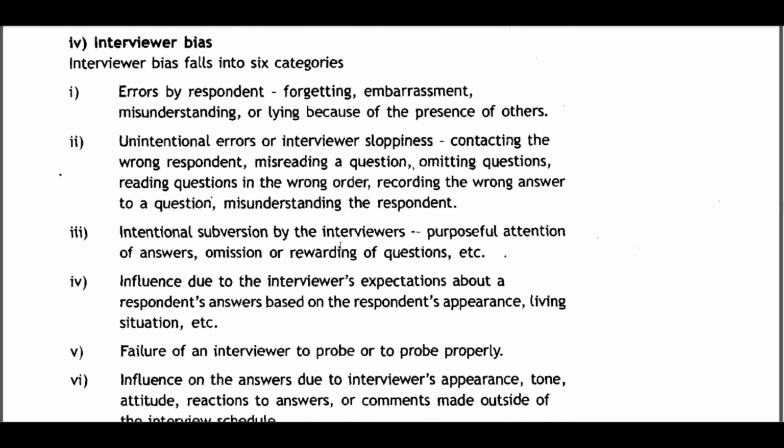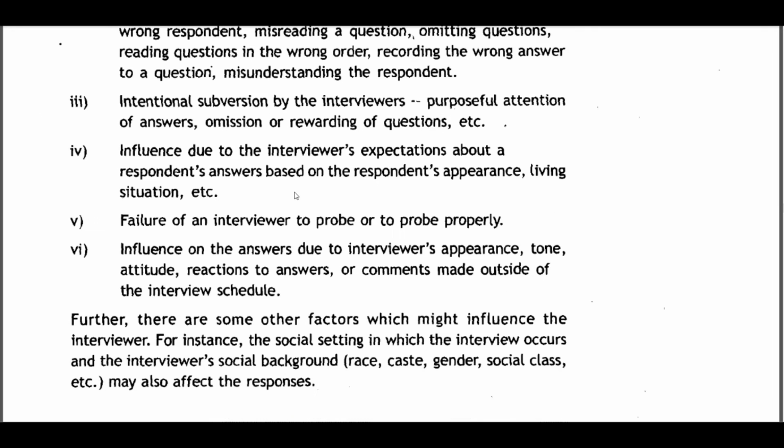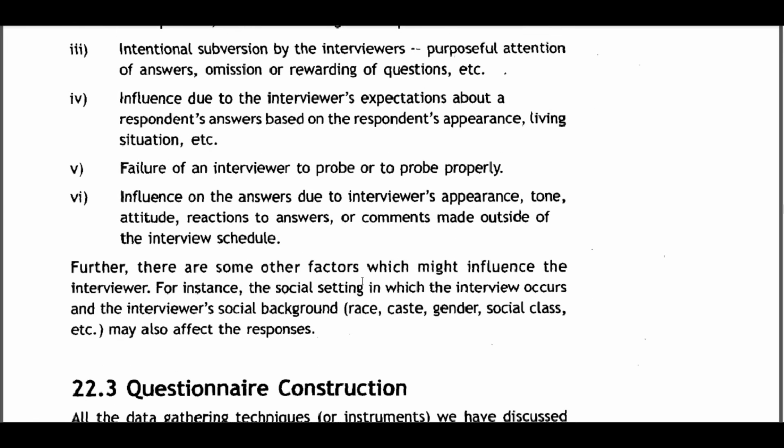Interviewer bias. Interviewer bias falls into 6 categories: error by respondent, forgetting, embarrassment, misunderstanding, or lying because of the presence of others; unintentional error or interviewer sloppiness, contacting the wrong respondent, misreading the question, omitting questions, reading questions in the wrong order, recording the wrong answer to a question, misunderstanding the respondent; intentional subversion by interviewers, purposeful alteration of answers, omission of questions, etc.; influence due to the interviewer's expectations about a respondent's answers based on the respondent's appearance, living situation, etc.; failure of an interviewer to probe properly; influence on answers due to the interviewer's appearance, tone, attitude, reactions to answers, or comments made outside of the interview schedule.